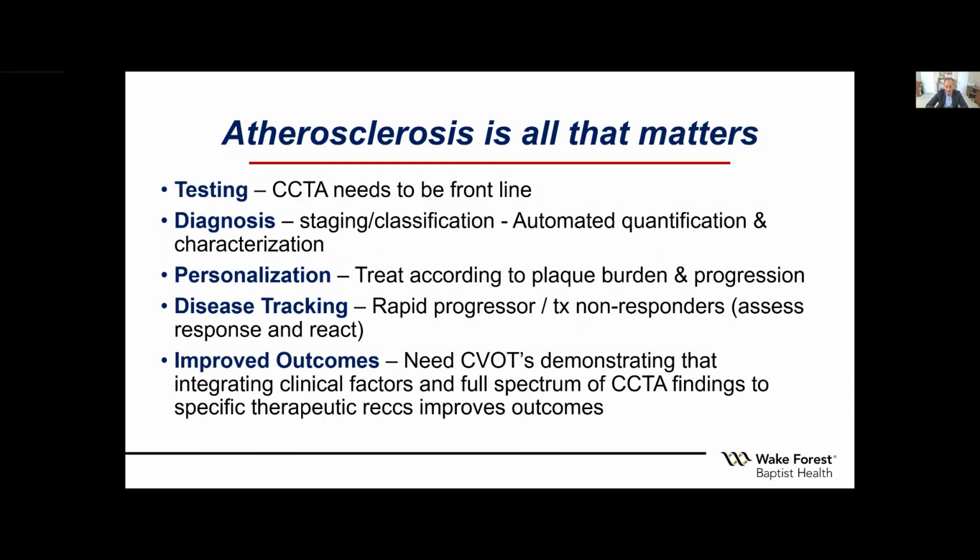Disease tracking allows us to potentially assess response and then react to what we find, so that if patients are progressing, if they haven't stabilized disease, we know that we need to do more. And I've shown you what those algorithms look like. But ultimately, we're going to need evidence that using plaque quantification tied to specific medical recommendations is going to improve outcomes. And I'm looking forward to the future when we'll have those results. But I really do think this is the way forward.